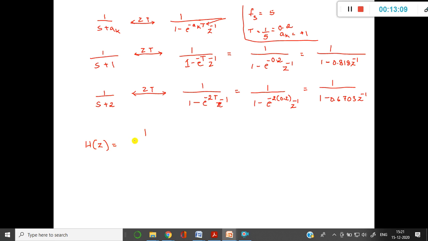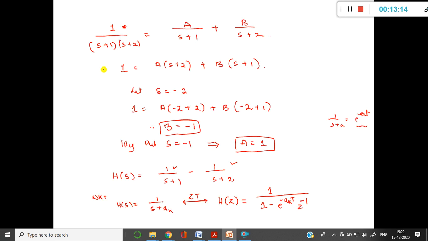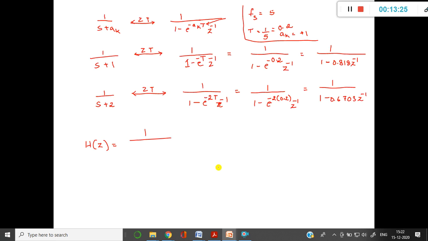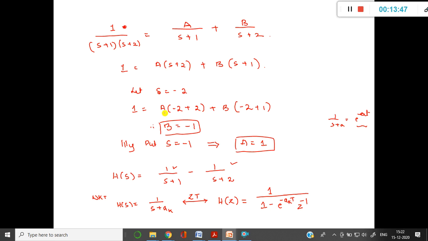H of z is equal to 1 divided by, first I need to write the 1 by s plus 1, right? So look at this. H of z is the z transform of 1 by s plus 1 and the z transform of 1 by s plus 2. That's it. The z transform of 1 by s plus 1 is nothing but 1 minus 0.818 z inverse, minus 1 divided by 1 minus 0.6703 z inverse, right? So look at your H of s value and H of z value.